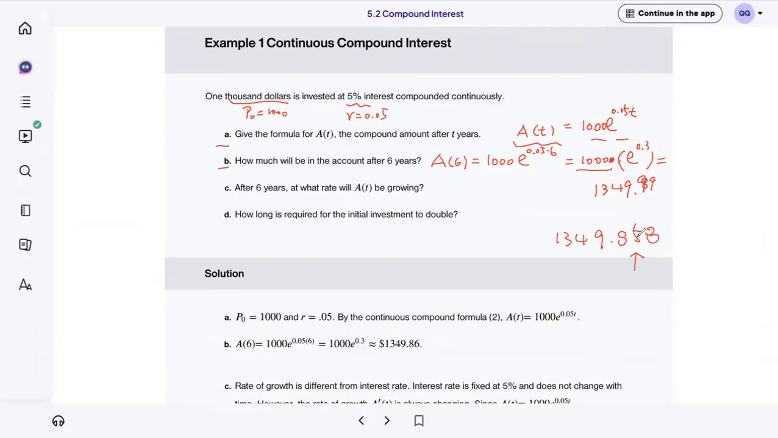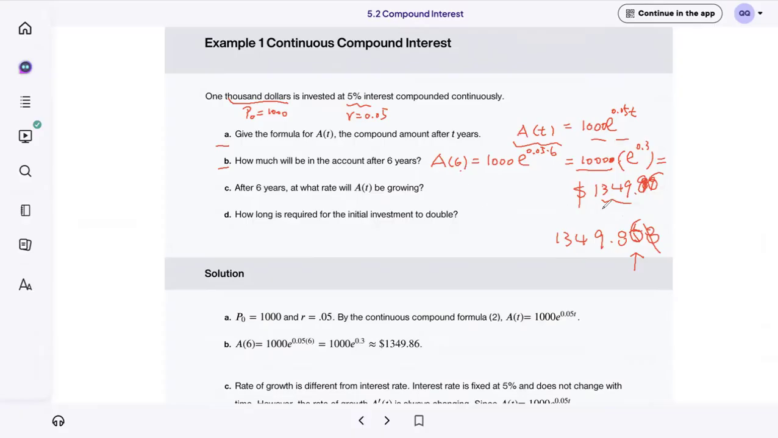So what we do is after this 5, the next number is 8, we just carry on to 5, change 5 to be 6. So this is 86. So now I can carry on a dollar sign. $1,349.86. Right, so that's after 6 years. So the total interest is 349.86.